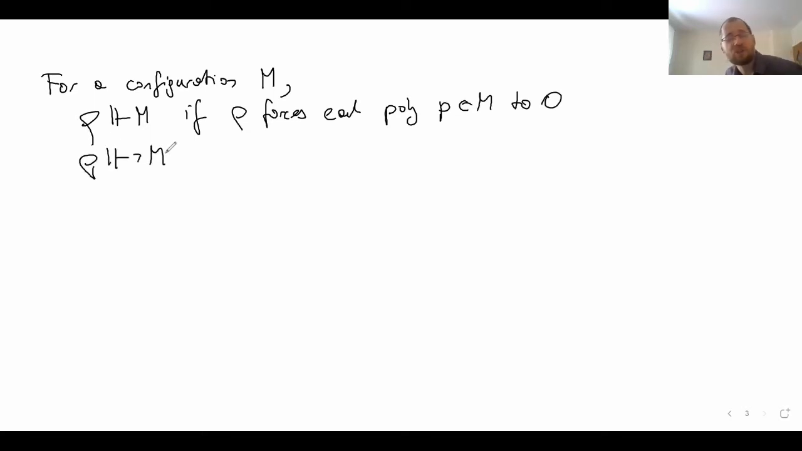Can you guess what the definition of rho forces M to false will be? This is, I think, not completely or immediately obvious. Let me see if anybody has any intuition about this. When would we like to say that rho makes sure, in this sense, that we will treat a configuration as false?